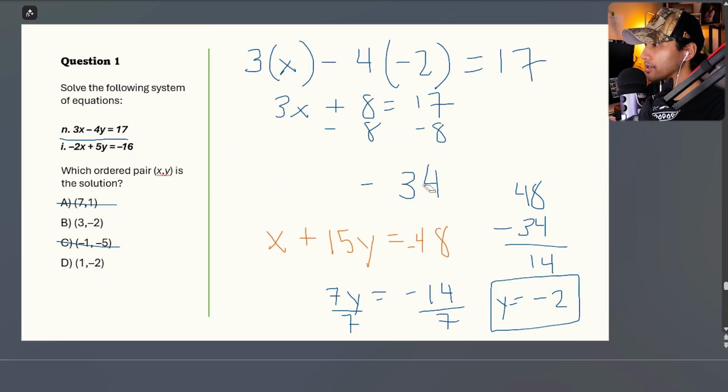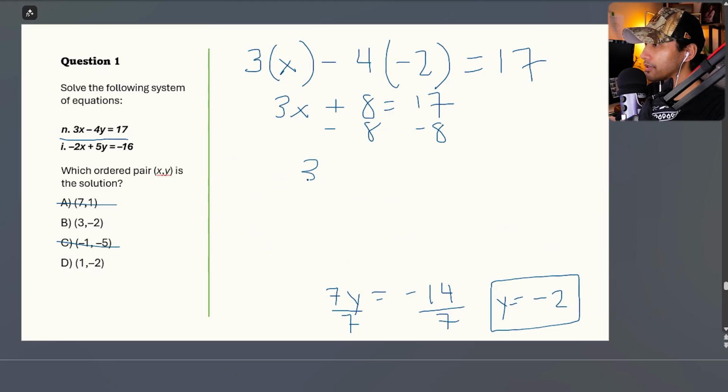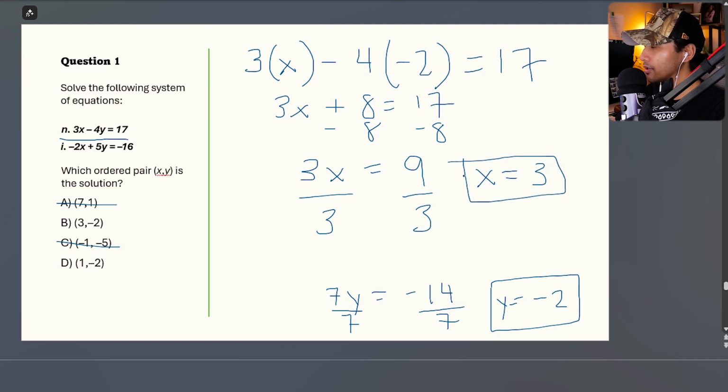Let me just clear this up so we have some room. We have 3x equaling 9, right? Yes, 9. Is it 9? Yeah, it's 9. Divide by 3, and we get x equaling 3. And what we have is the ordered pair, and I'm going to do it in a different color: ordered pair 3, negative 2. And that is answer choice B.